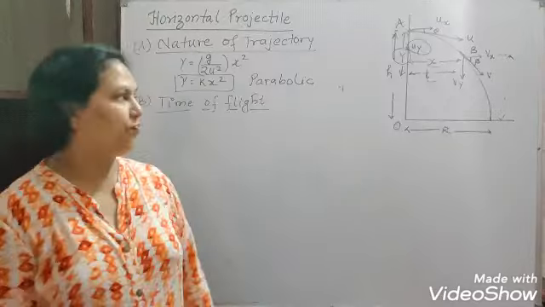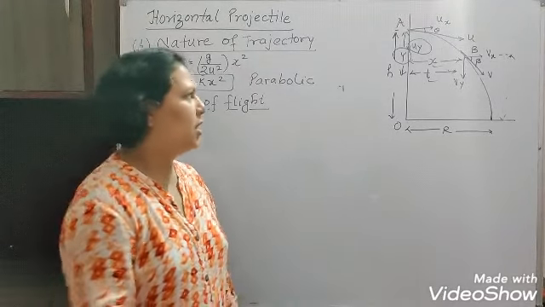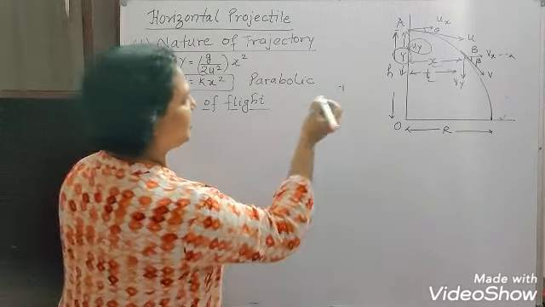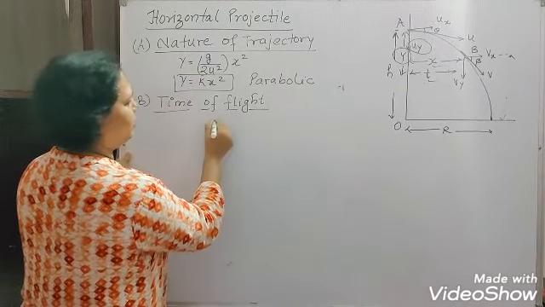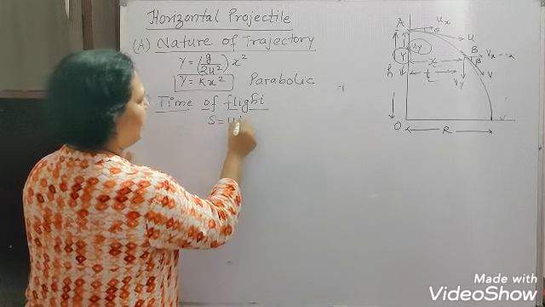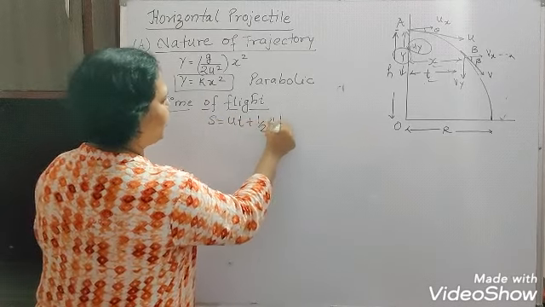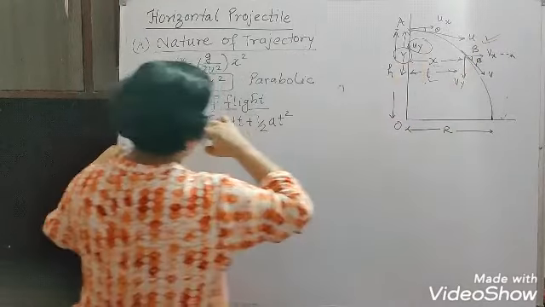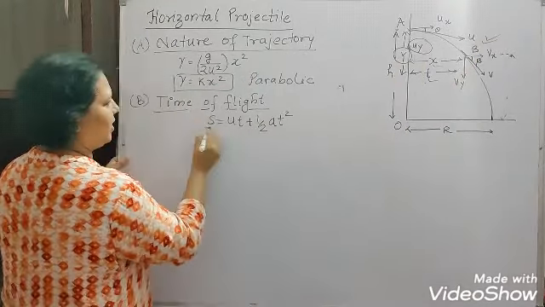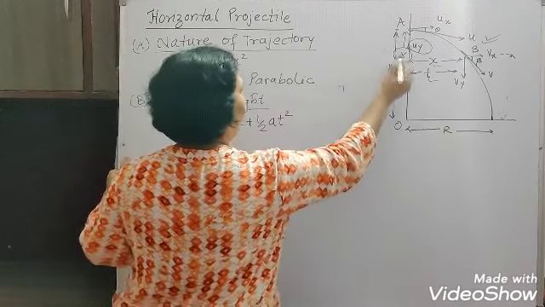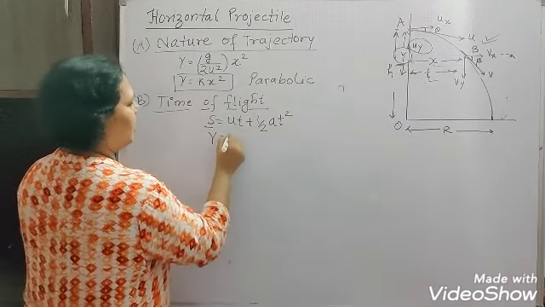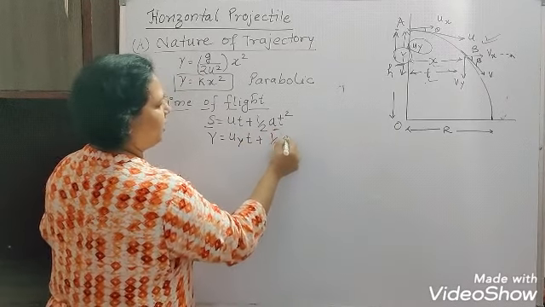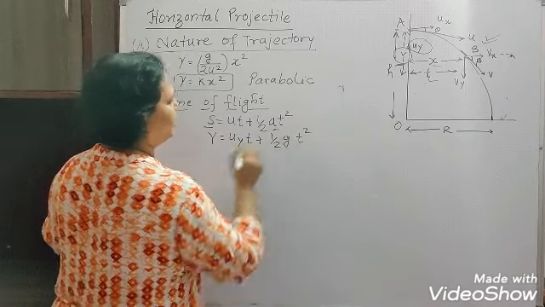Now we'll see time of flight. To see time of flight, we will write here s equal to ut plus half at square. So for point B we are observing now. s is what? The vertical displacement, the y. This is uy t plus half, in place of a we will write g, and this is t square.